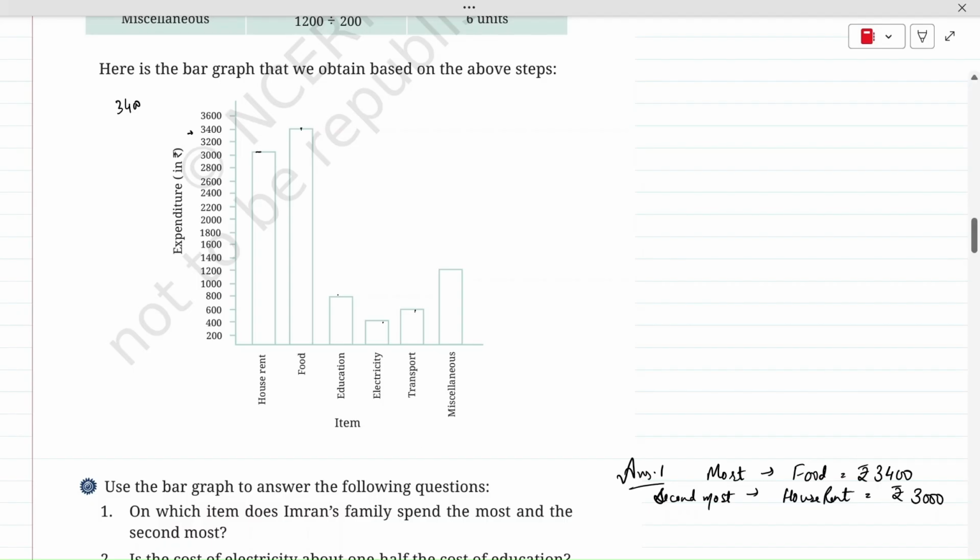Okay, now, is the cost of electricity about 1/2 the cost of education? What is the cost of electricity? The cost of electricity is 400. I'm writing here, the cost of electricity is 400, and the cost of education is 800. So the question is, is the cost of electricity half of the cost of education? Yes, because if we take half of 800 rupees, it will be 400 rupees, which is equal to the cost of electricity. So the answer to this question is yes.